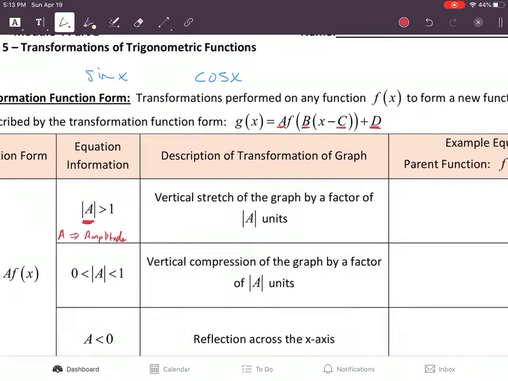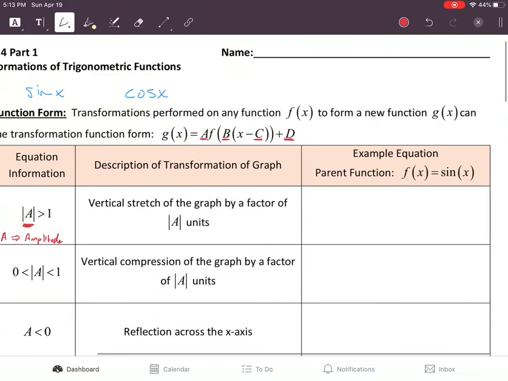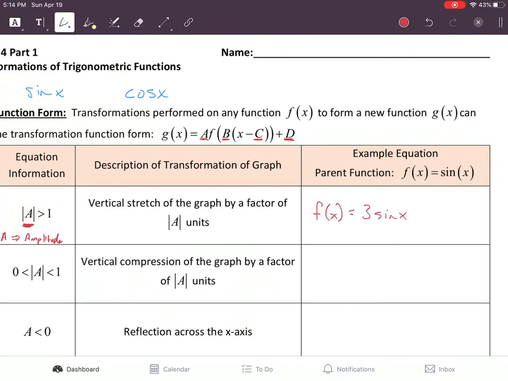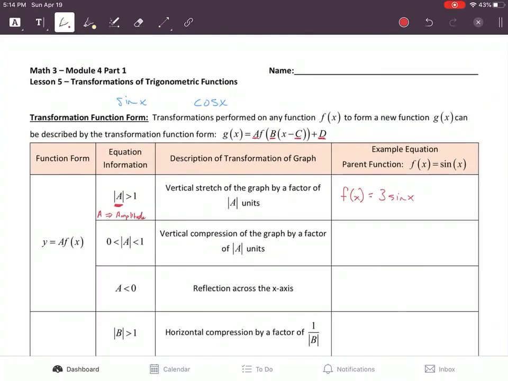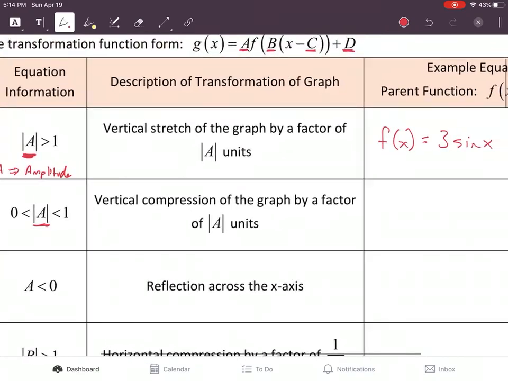Now, if A is greater than 1, you're going to have a vertical stretch. So let's look at an example of what that would look like. f of x is equal to, as I was just mentioning, 3 sine of x. And there we go. That is going to be a vertical stretch of 3, and in this case, that 3 is also the amplitude. All right, next, we're going to have a vertical compression. Again, we're looking at the absolute value, because the amplitudes of periodic functions are always going to be positive numbers. They can have a negative sign in front of it, but that doesn't mean the amplitude is negative.